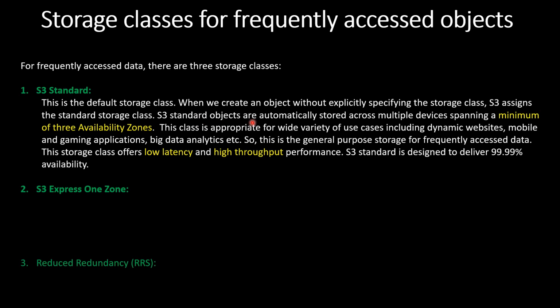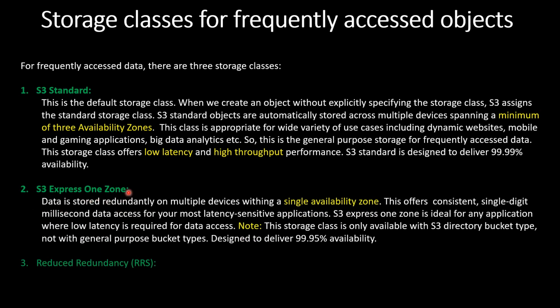S3 Standard objects are automatically stored across multiple devices spanning a minimum of 3 availability zones. This class is appropriate for a wide variety of use cases, including dynamic websites, mobile and gaming applications, big data analytics, etc. So this is the general purpose storage for frequently accessed data. This storage class offers low latency and high throughput performance. S3 Standard is designed to deliver 99.99% availability.